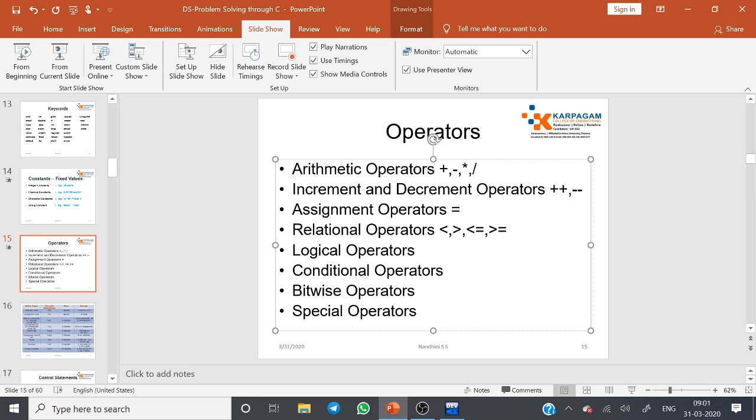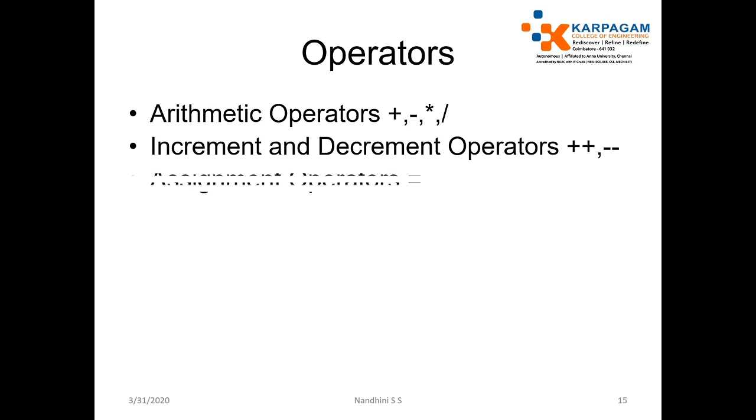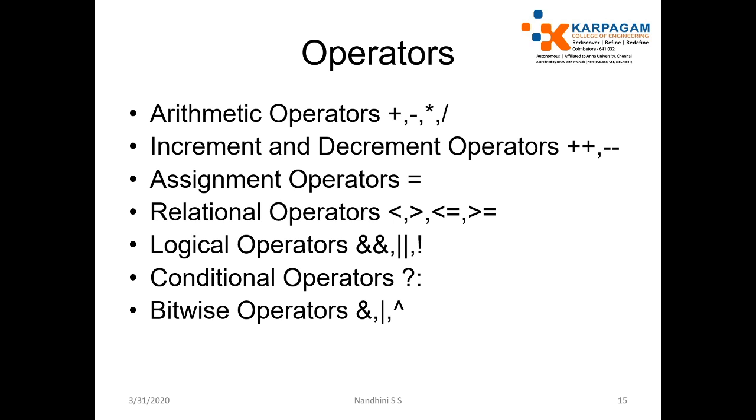Logic operator means AND operator, OR operator, NOT operator. Condition operator means ternary operator, like question mark, colon. Bit-based operator means bit-based AND, bit-based OR, bit-based XOR. And also we have special operators, pointer operator and address of operator in C programming language. So this will be discussed one by one.